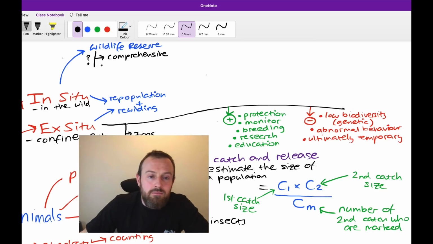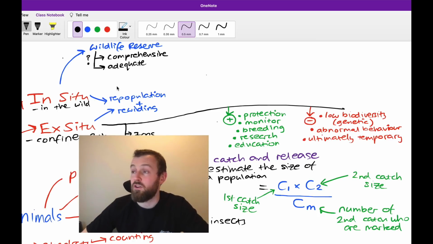Is it adequate? Is it big enough? Adequate in size. It would be silly to build a reserve that did not have sufficient area to support one tiger. You can't build a reserve for tigers and have it be one city block by one city block, given the territory that a tiger needs. So is it adequate, size?